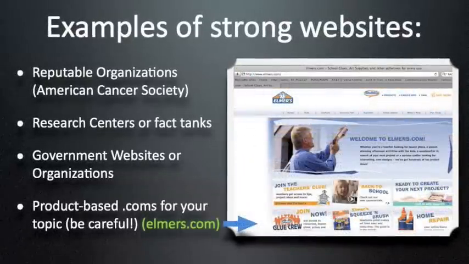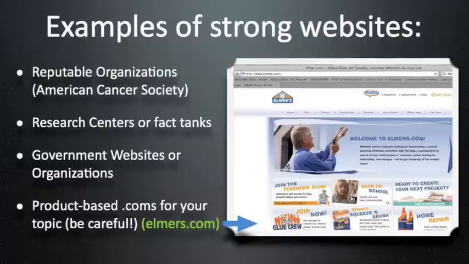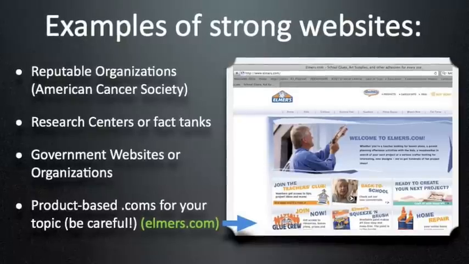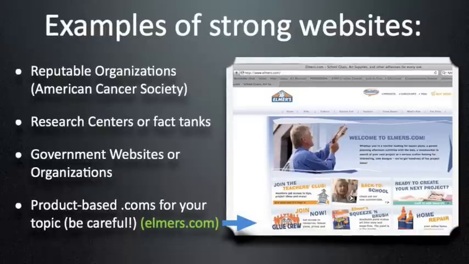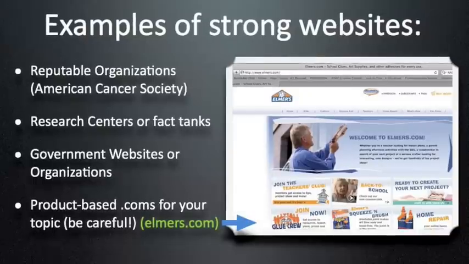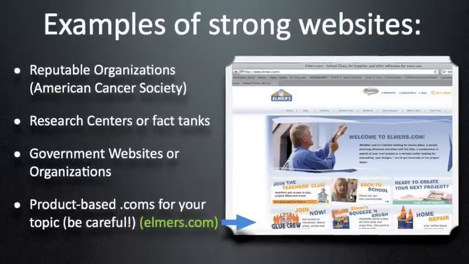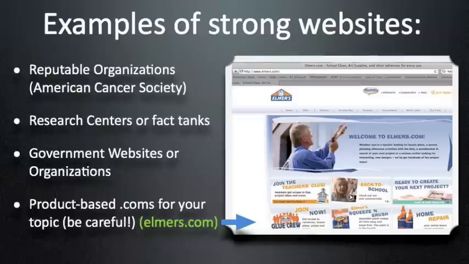product-based .coms depending on your topic if you have a very specific topic. For example, years ago my students challenged me to do a speech on the most boring topic they could come up with and try and make it interesting like I was challenging them to do. Well, after convening and narrowing down, they finally came up with the topic of Elmer's glue.